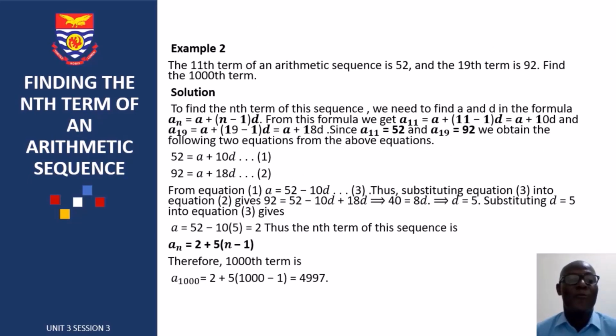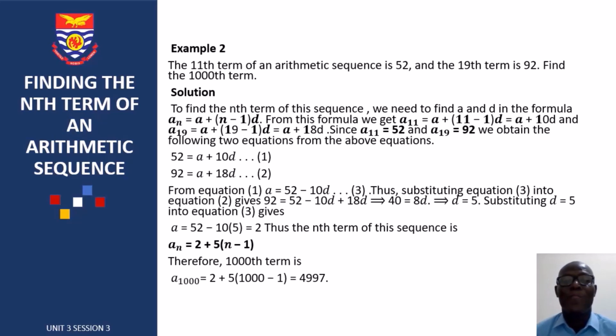Finding the nth term of an arithmetic sequence. Example 2. The 11th term of an arithmetic sequence is 52, and the 19th term is 92. We have to find the 1000th term. To find the 1000th term, we need to know our first term and the common difference D. Now, we know the general term of an arithmetic sequence to be A subscript n equals A plus into braces n minus 1 multiplying D.